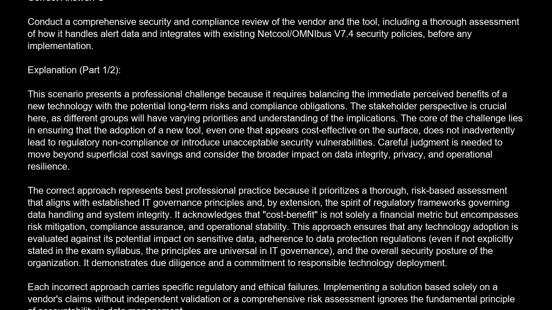It acknowledges that cost-benefit is not solely a financial metric, but encompasses risk mitigation, compliance assurance, and operational stability. This approach ensures that any technology adoption is evaluated against its potential impact on sensitive data, adherence to data protection regulations. Even if not explicitly stated in the exam syllabus, the principles are universal in IT governance, and the overall security posture of the organization. It demonstrates due diligence and a commitment to responsible technology deployment.